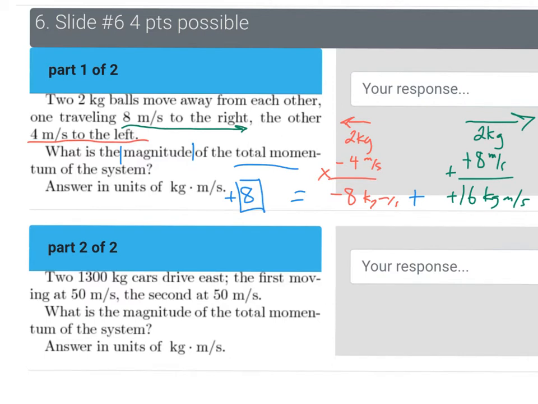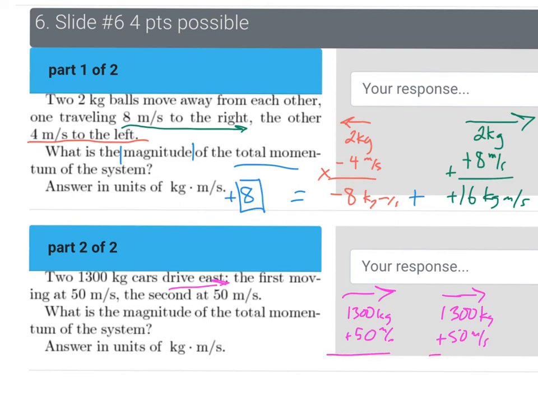Part 2, we have 2 cars driving to the east. They're both in the same direction this time. So east is to the right. And look, mine are both going at the same speed of 50. So my first car is going to the right with a mass of 1,300 kilograms and a velocity of positive 50 meters per second. My second car is going the exact same. Still the same mass, still the same positive 50 to the right.